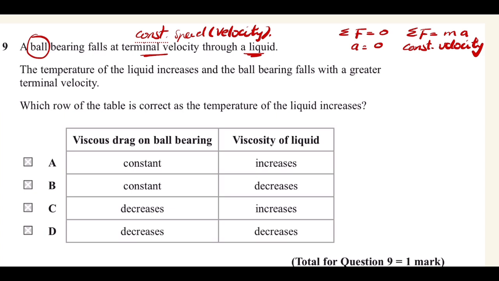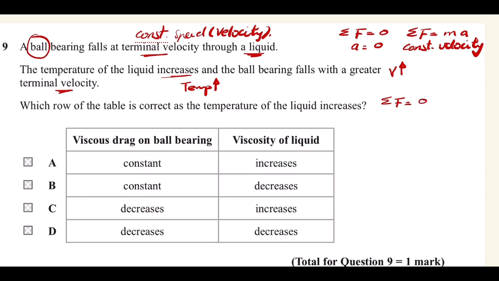Then the temperature of the liquid increases. No problem. The temperature increases and the ball falls with a greater terminal velocity. So the value of the velocity slightly increases. Okay. So the examiner is asking, according to the choices, about the viscous drag on the ball and the viscosity of the liquid. Okay. The summation of forces, or the sum of forces, is 0.